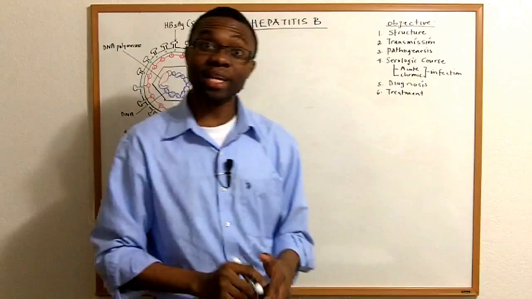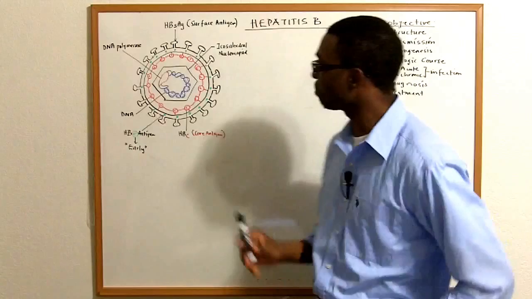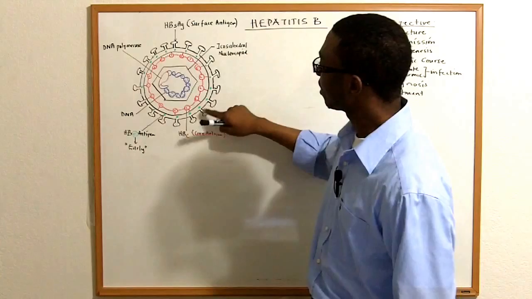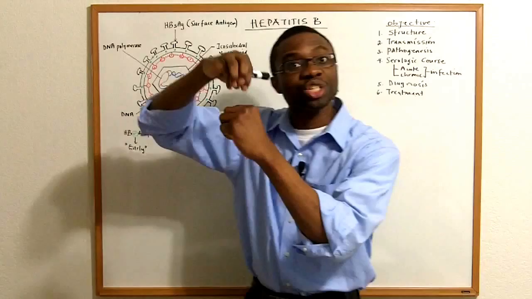On the right side of the board, I've drawn out a beautiful structure of hepatitis B. We're gonna start one by one by looking at the outermost structures of the virus. This little pointy, little round, mushroom looking structures, that is the hepatitis B surface antigen, HBsAg, which makes sense. The antigens that surround the outside of the virus.